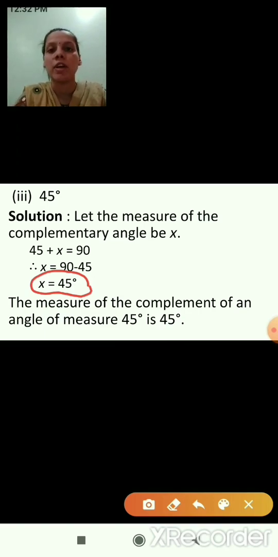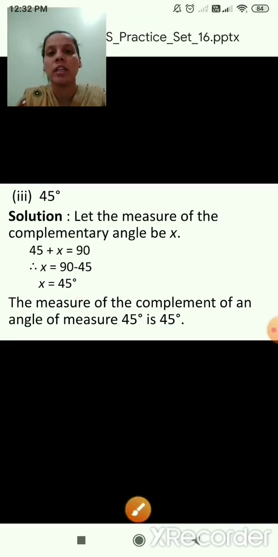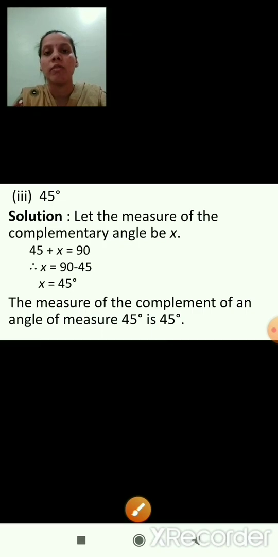Correct. So 45 plus 45 is 90 degree. Yes, so they are complementary angles. I hope you are clear with all the three sums. Okay, any doubt till here? Okay, now we'll see the next sum.